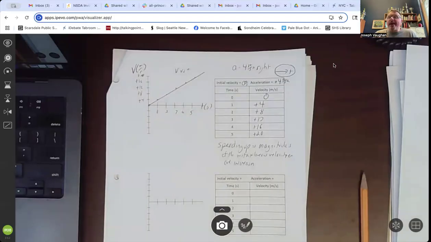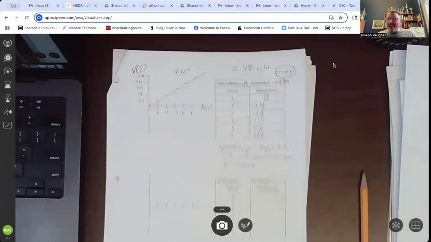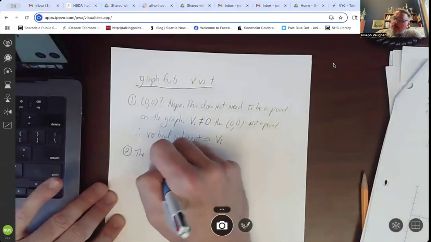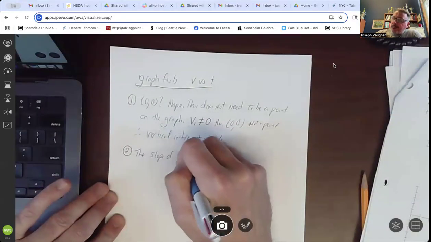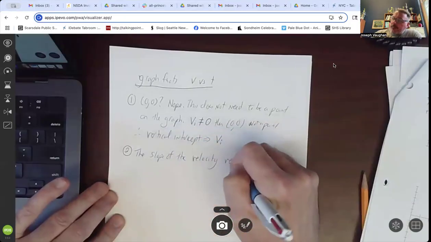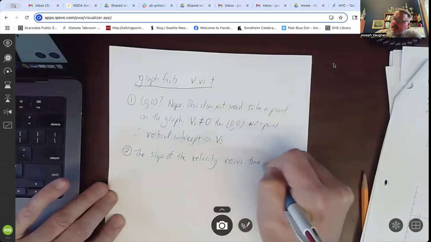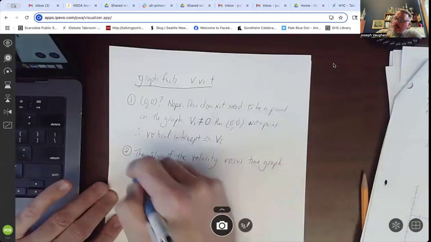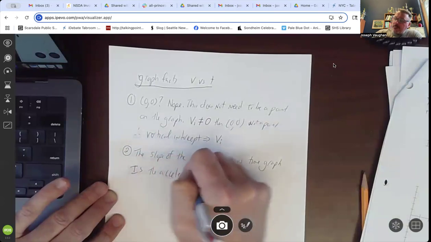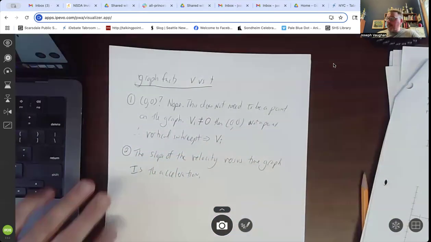Okay, and you're back. Hopefully you found out that the slope of that line is 4 meters per second each second. So there you go. The slope of the velocity versus time graph is the acceleration. All right, awesome.